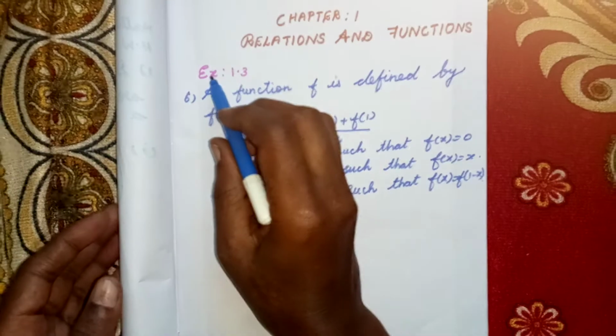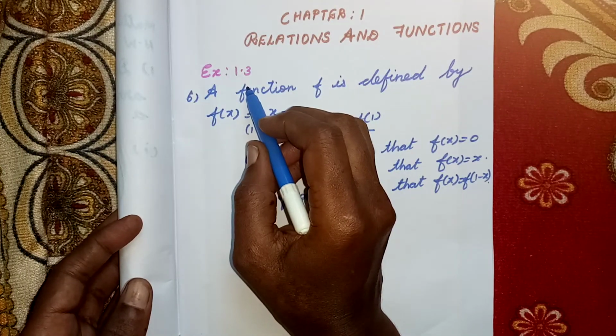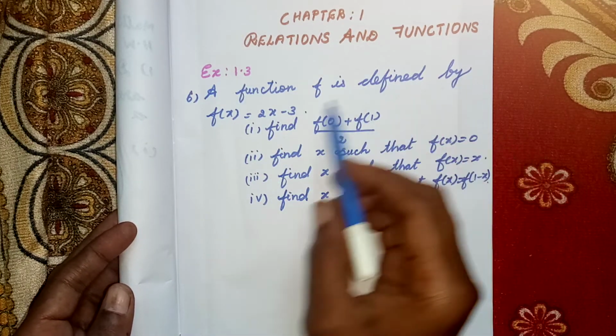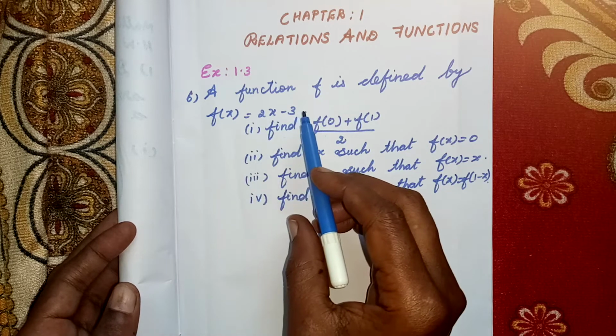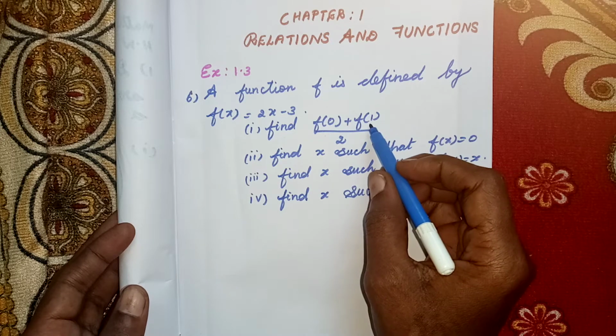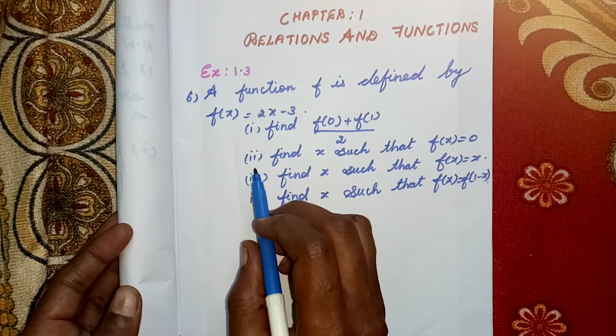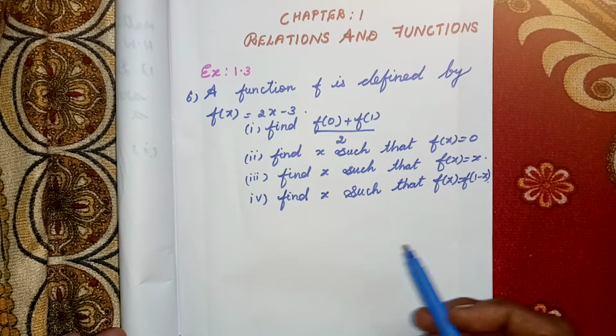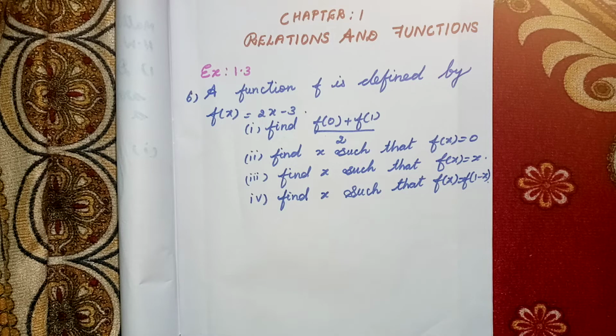Now I am going to explain exercise 1.3, sixth problem. A function f is defined by f(x) = 2x − 3. First, find f(0) + f(1)/2. Second, find x such that f(x) = 0. Find x such that f(x) = x. Find x such that f(x) = 1 − x.